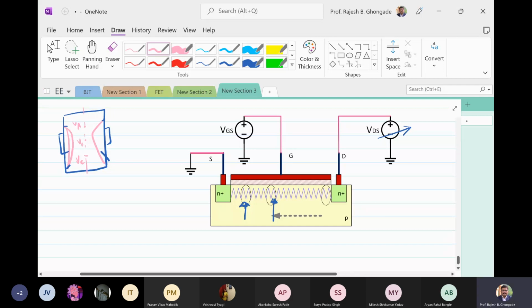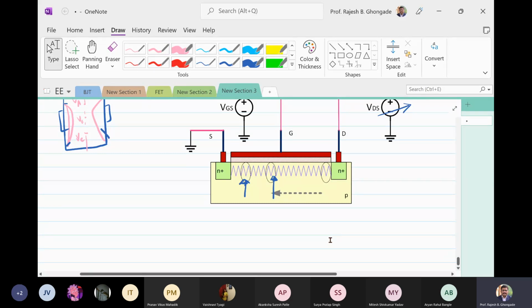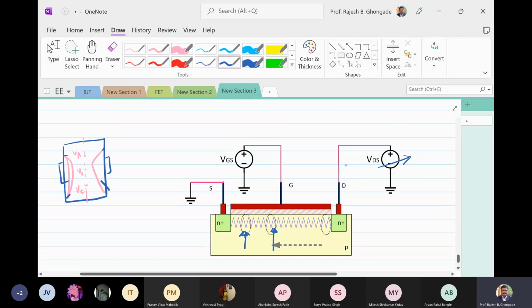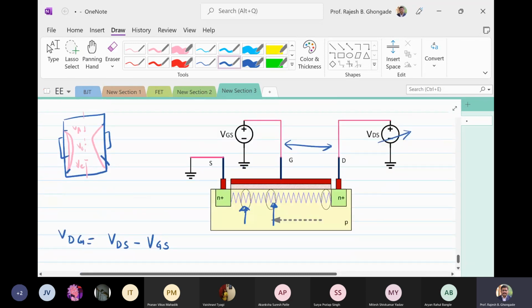So if VGS is fixed at some value, first of all, we are going to apply KVL to the terminal voltages of this MOSFET, meaning your VDG. What is this VDG? That is the voltage between these two terminals. How are we going to get that? VDG will be equal to VDS minus VGS. Simple. Look at this channel over here.